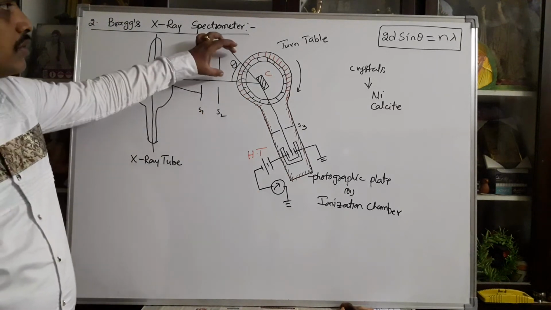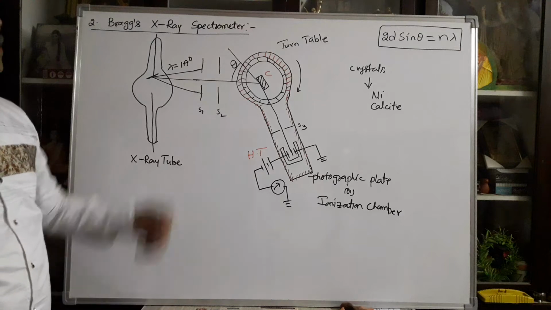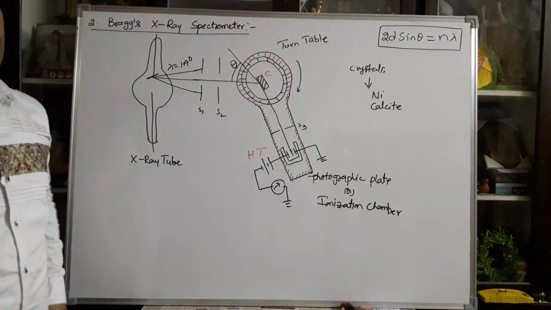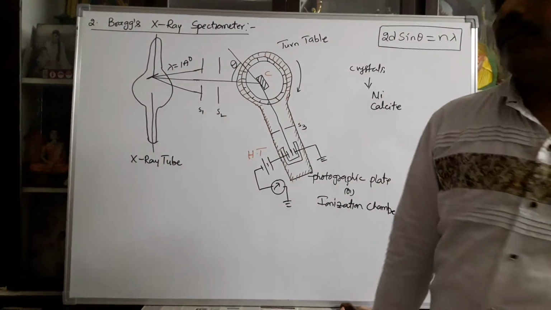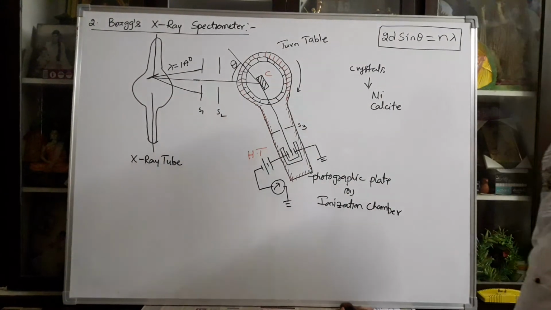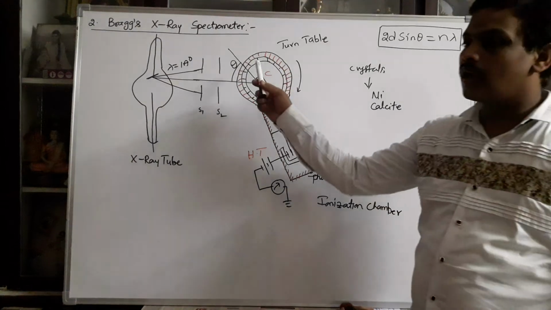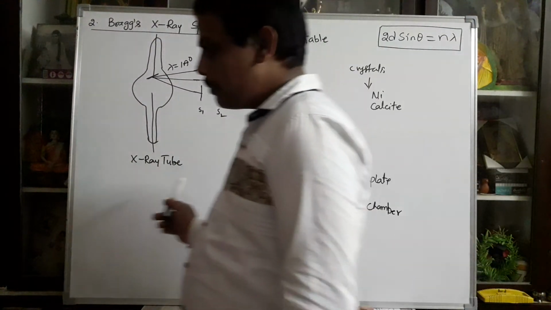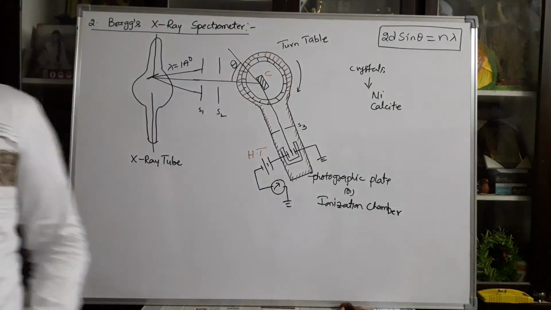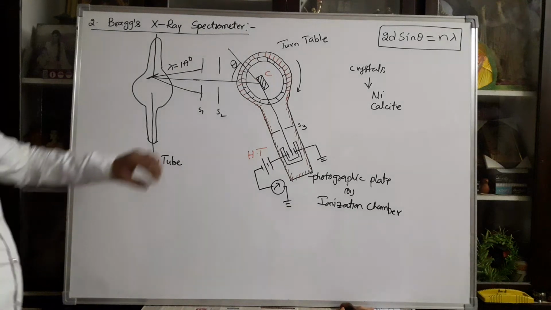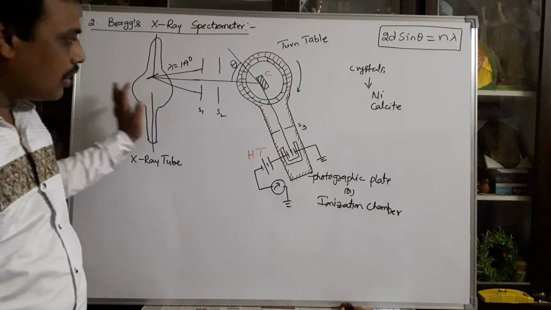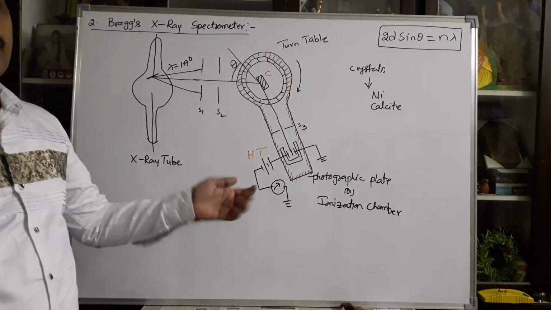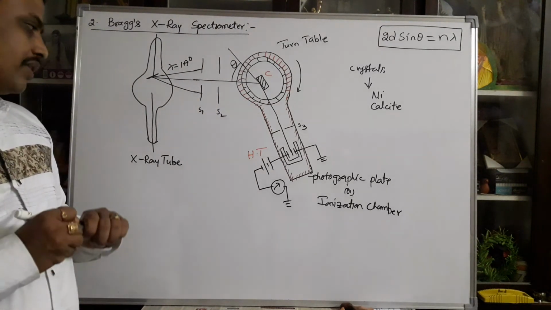Once theta is known, at which the diffraction occurs, the distance between the crystal planes, the interplanar distance, can be determined, and the structure of the crystal can be determined based on the glancing angle. In this experiment, you determine the glancing angle, taken as theta. This experiment is repeated under different conditions.